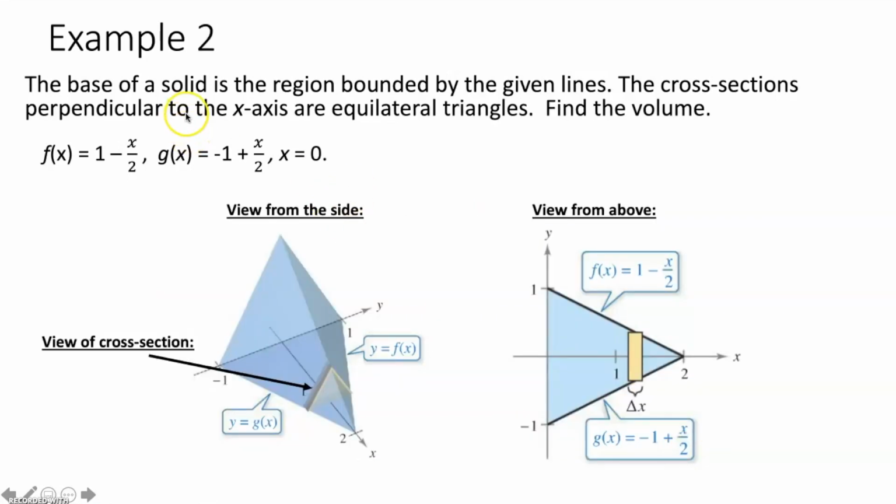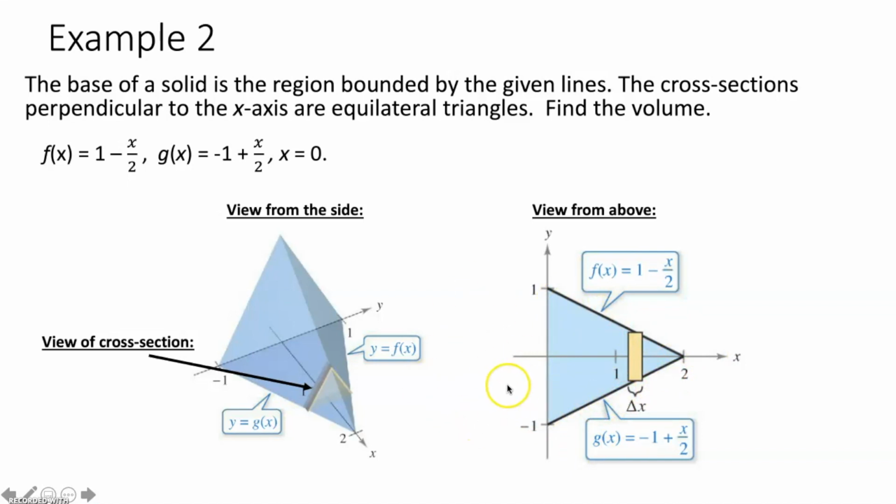Now, example 2 says the base of a solid is the region bounded by the given lines. The cross sections perpendicular to the x-axis are equilateral triangles. Find the volume. So I want you to notice this time we're dealing with the exact same lines, the exact same region. We have the region bounded by x is equal to 0, the function f of x is equal to 1 minus x over 2, and the function g of x is equal to negative 1 plus x over 2. It creates this blue triangular region right here.